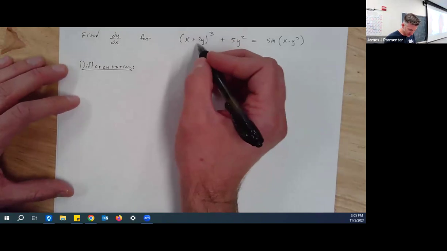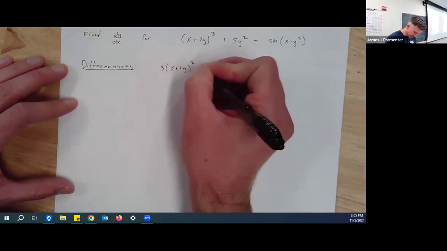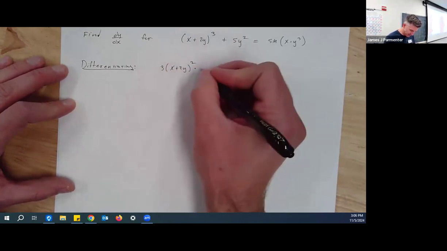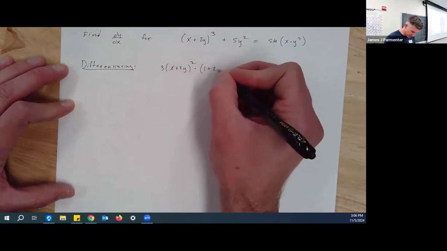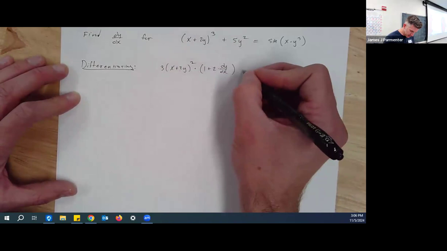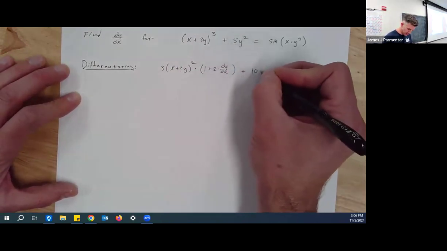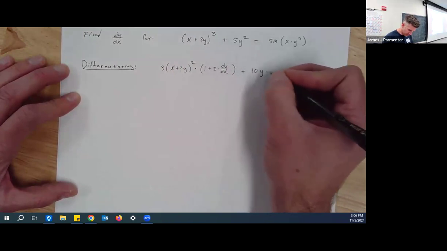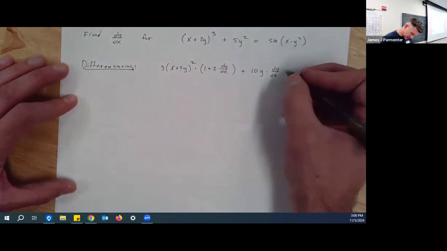So anyway, the derivative of some stuff cubed is 3 times our stuff squared times the derivative of the inside stuff. The derivative of x is 1. The derivative of 2y is 2 times dy/dx, plus the derivative of 5y squared is 10 times our stuff to the first power times the derivative of our stuff. Oh, I don't know if I have enough room here.